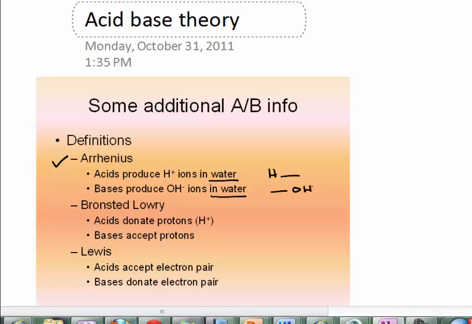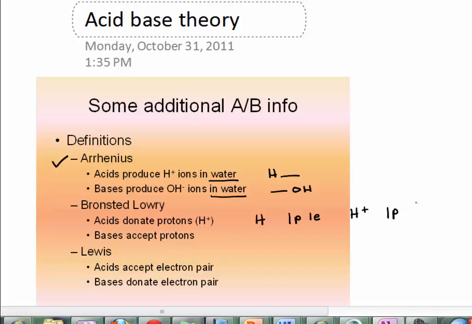The Bronsted Lowry definition extends that a little further. It identifies an acid as being able to donate a proton, and if you think about hydrogen, hydrogen has one proton and one electron. If you make it a hydrogen ion, you just have that one proton. So a hydrogen ion is a proton. And bases are proton acceptors.